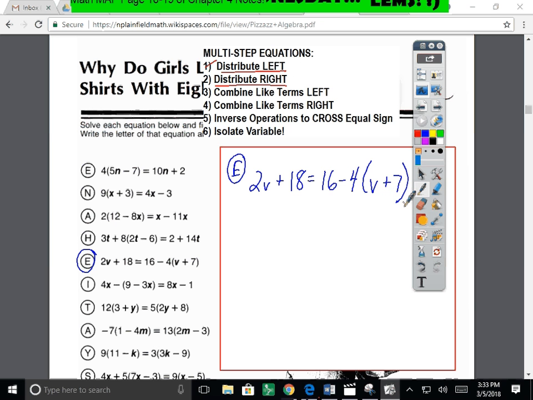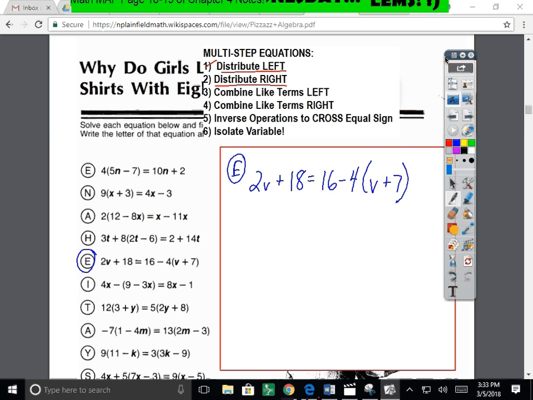I can get rid of these parentheses with some distribution, or sometimes we call that expansion. But be careful, what's being distributed? It's not just a 4. If you notice, you might want to change a minus to plus, change the sign of the 4, and distribute a negative 4 across that grouping symbol. So what is negative 4 times v? Negative 4v. And what is negative 4 times 7? Negative 28. There was addition happening between those two terms. There still is addition, but the parentheses are gone.